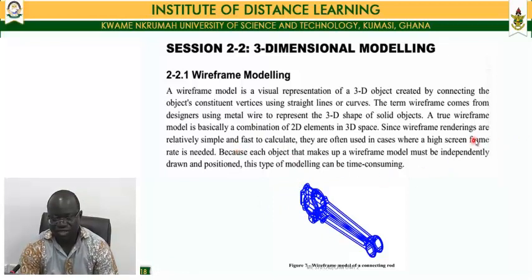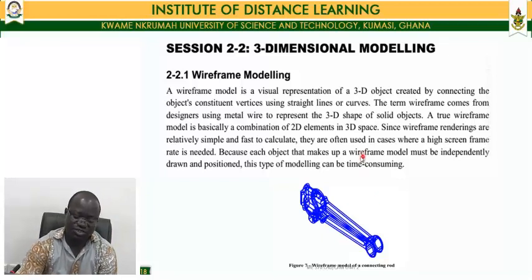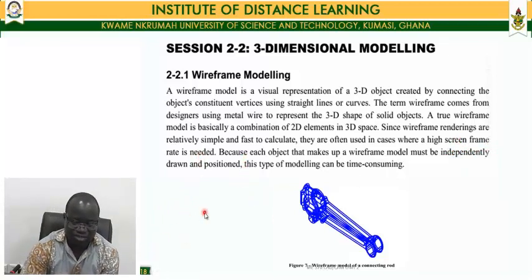You see, for every transformation you do on the computer, there is a computation going on. So when we say that it's fast to calculate, what we mean is that the computer does a computation and is able to display it quite quickly. Now, they are often used in cases where a high screen frame rate is needed. Sometimes you have a situation where the drawings are so huge that the rendering could take time. So once you turn the representation into wireframe, it's fast to calculate and display the model.